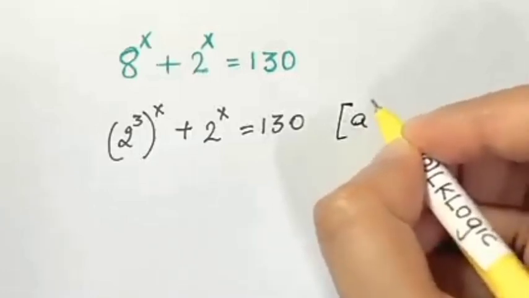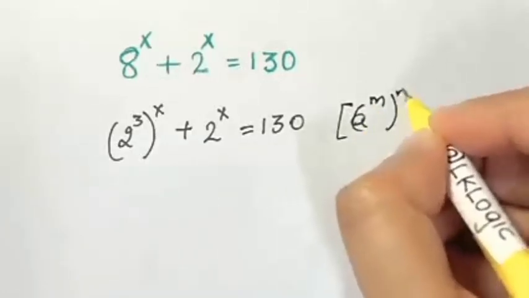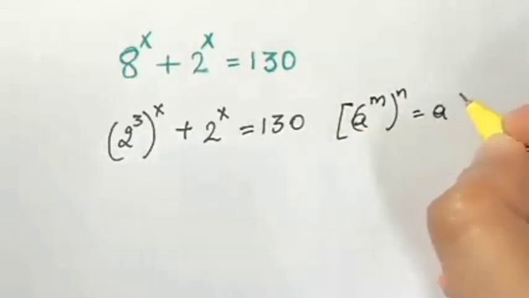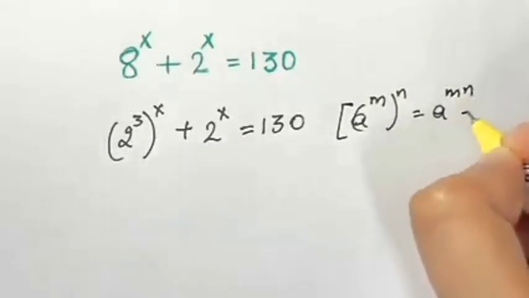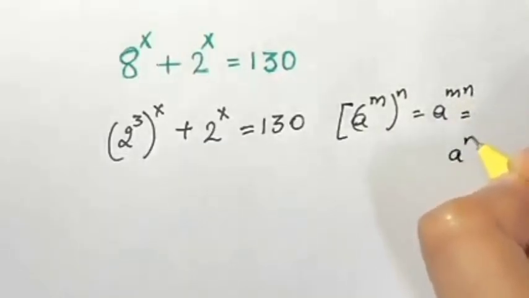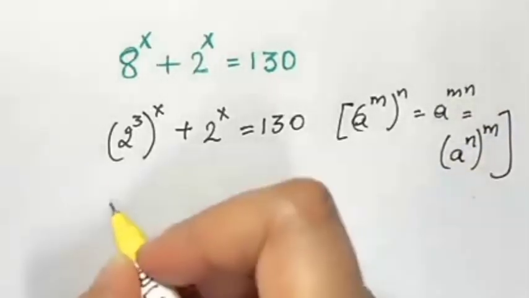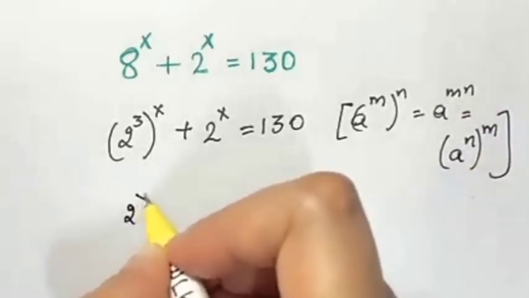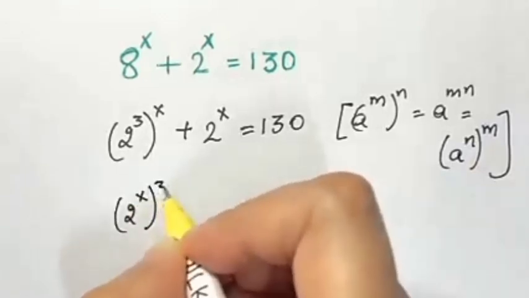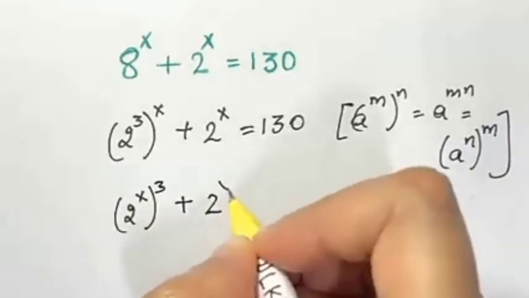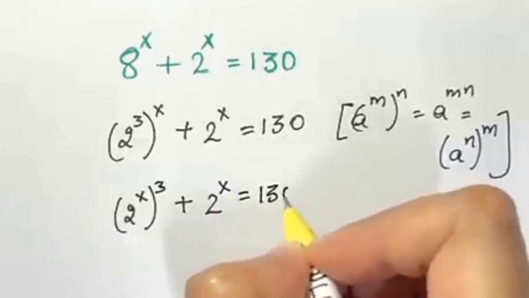A to the power of m, whole to the power of n, is equal to a to the power of mn, right? They are multiplied together. Also you can make it reverse, a to the power of n whole to the power of m. So I'm just going to do that. So we have 2 to the power of x, now whole to the power of 3, plus 2 to the power of x is equal to 130.